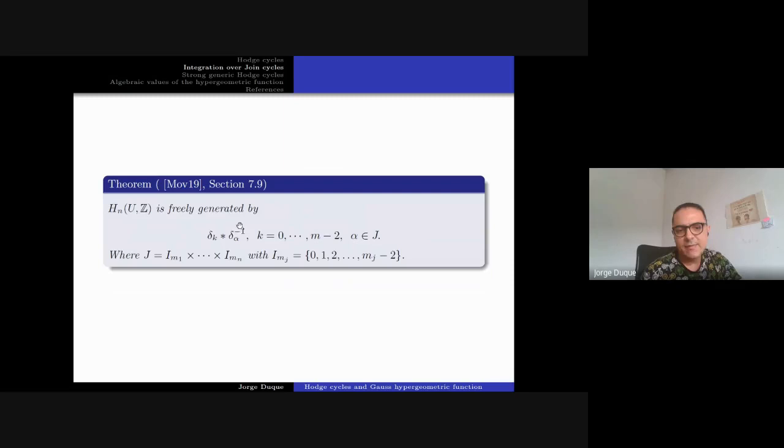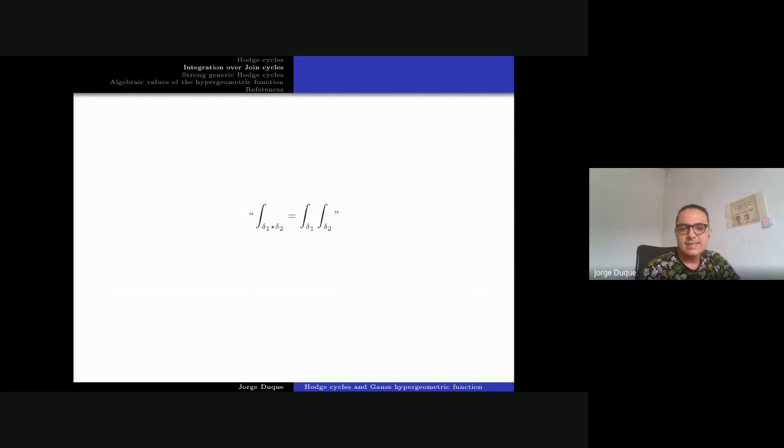So by definition, in a sense, the integral over the joint cycle is the product of integrals that depend on each cycle. But of course, this is not entirely correct. In the next slide, we will give the exact formula, but the most important thing is to remember this intuition, because we will use it a lot in the definition of strong generic Hodge cycle.